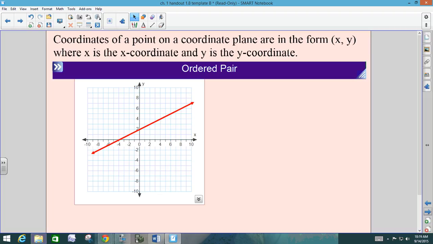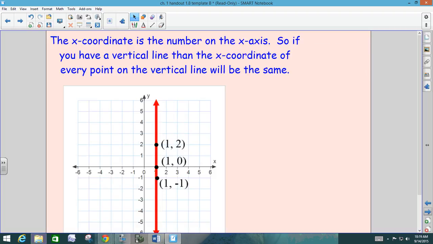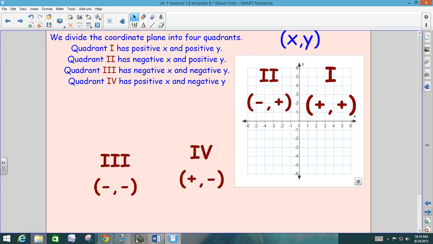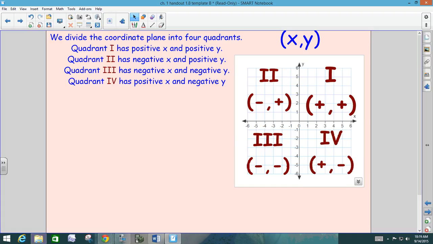The coordinates of a point on a coordinate plane are in the form x, y, and we call that their ordered pair. The numerical value that you get for x, y is called the ordered pair. Those 4 quadrants that we get from the 2 axes. Quadrant 1, your x is positive, your y is positive. Quadrant 2, we got to go counterclockwise. X is negative because you're going left, but y is still positive. Quadrant 3, both negative because you go left and down. Then quadrant 4, x becomes positive, but y stays negative because you go down.